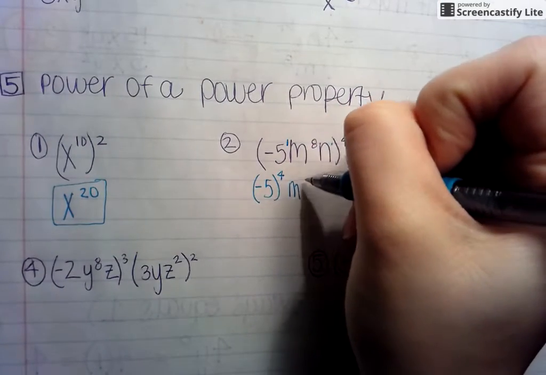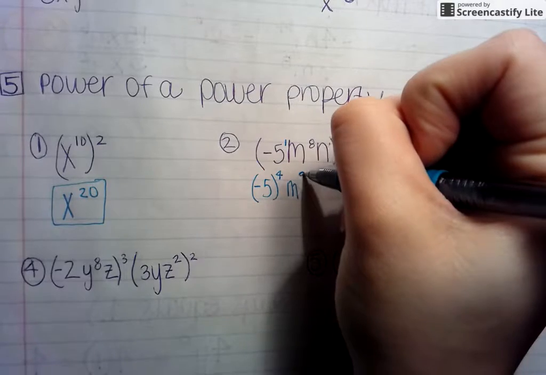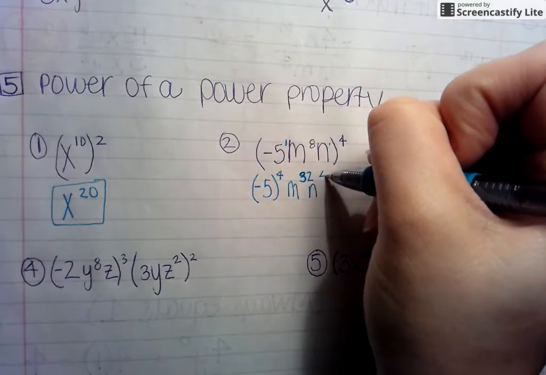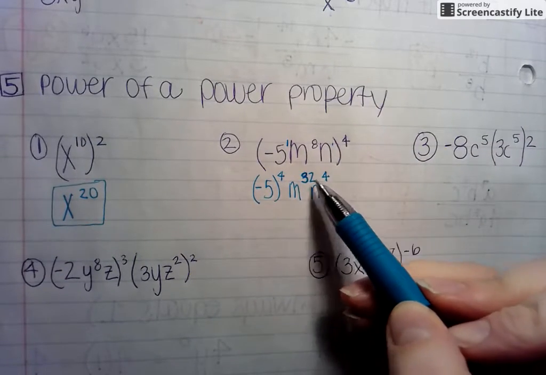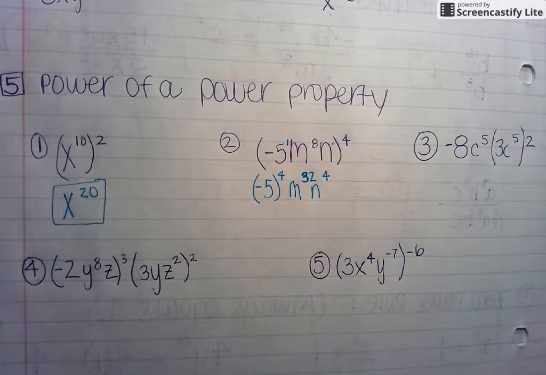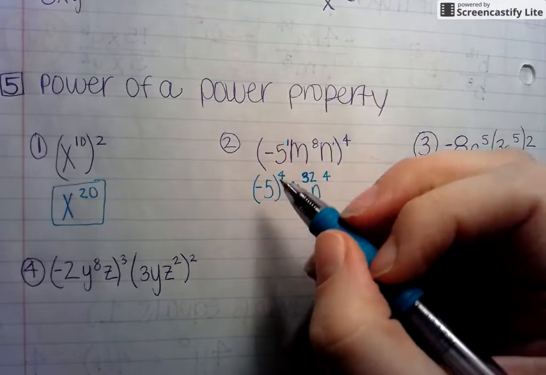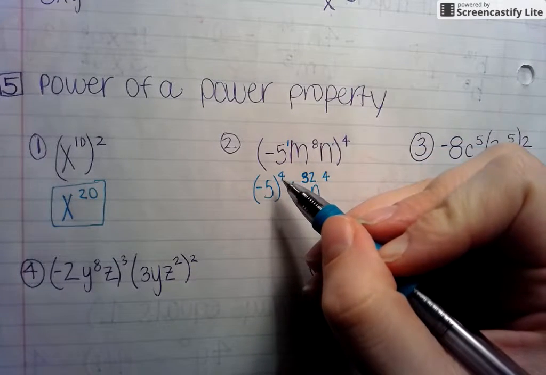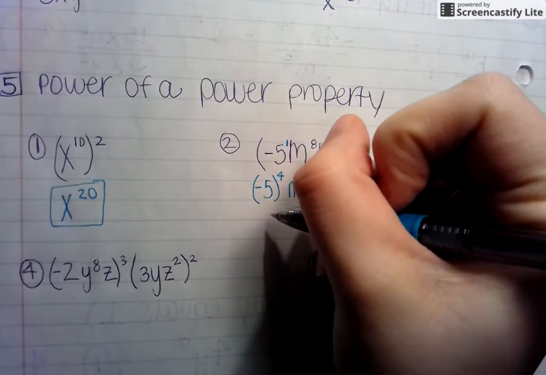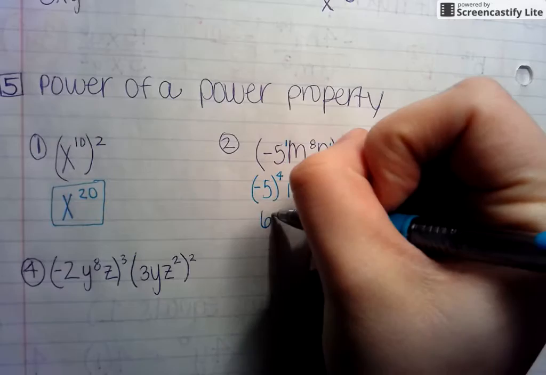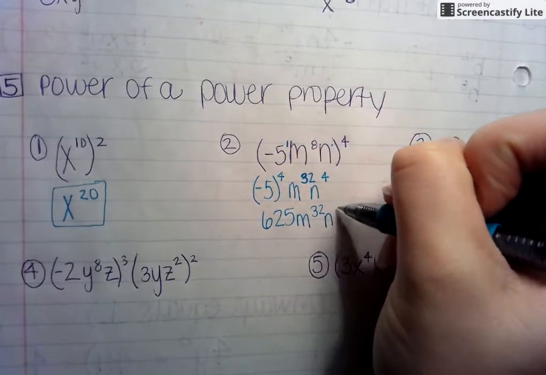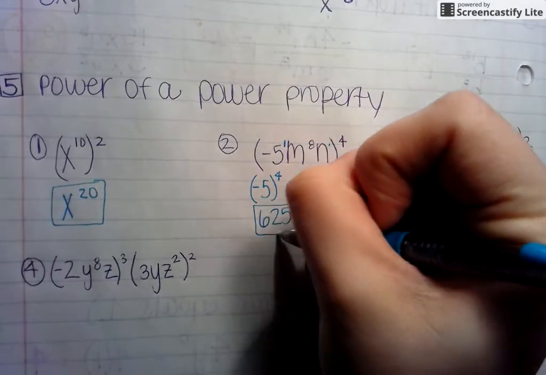I have m to the 8th, which is actually going to be the 32nd power, and then I have n to the 4th power. So I did 8 times 4 is 32, 4 times 1 is 4, and then 1 times 4 is 4. Now I'm not done because I have to figure out what -5 to the 4th power is, and that means it's -5 times -5 times -5 times -5. So that is going to be 625 m to the 32nd power times n to the 4th power. That would be our final answer.